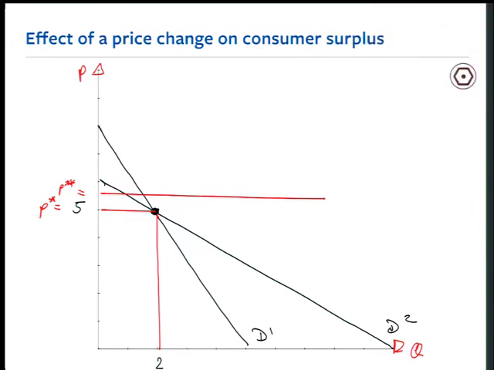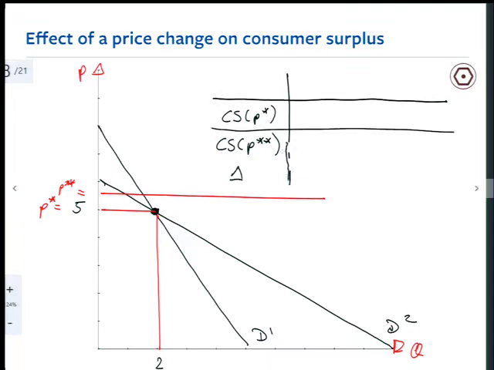Okay, so the way to do this, and we'll see lots of these, and I have a better way of drawing this in a little while, but essentially what I want to figure out is what is consumer surplus at P star, what is consumer surplus at P double star, and I want to look at delta. By delta, I mean the change. So here we go. A little table drawn by hand.